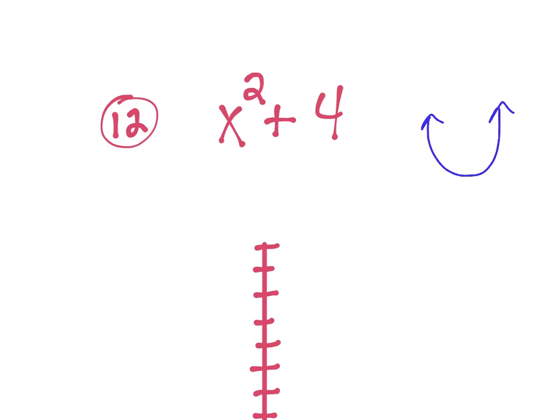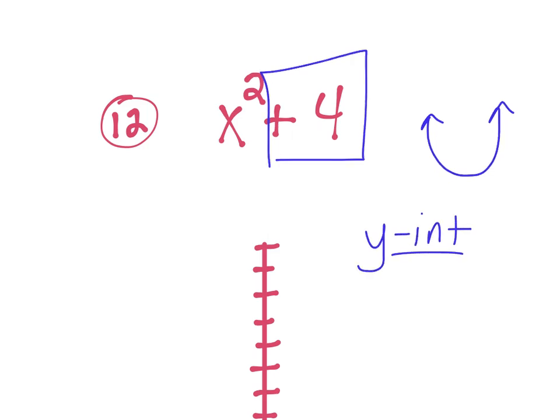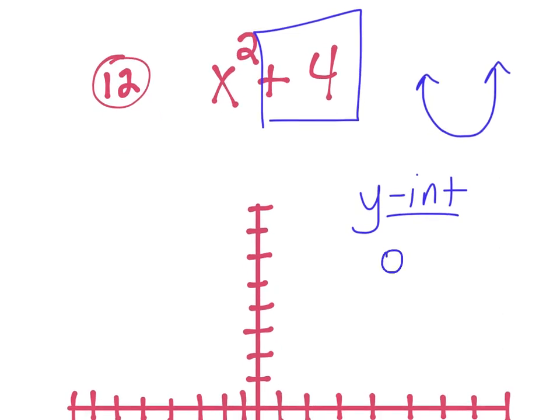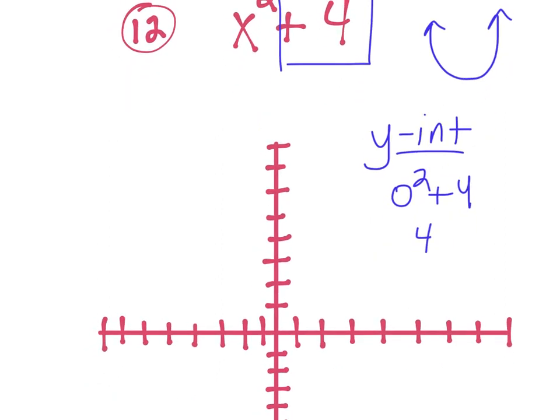And then secondly, that plus 4. What does it mean to go plus 4? Up 4. If you don't recognize that, find the y-intercept. How do we find y-intercepts? Plug in 0 for x. So if I said 0 squared plus 4, what is 0 squared? 0, and 0 plus 4 is? 4. So I know that 1, 2, 3, 4, I have my intercept here. And what shape did you tell me that graph makes?